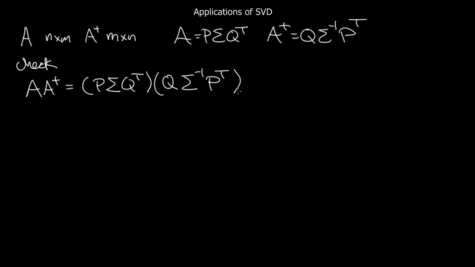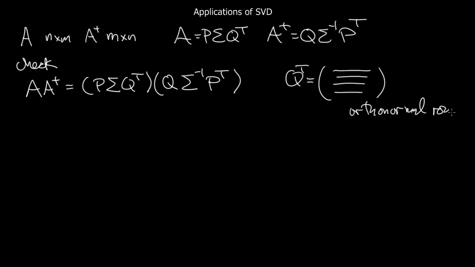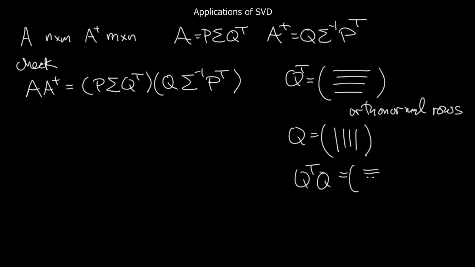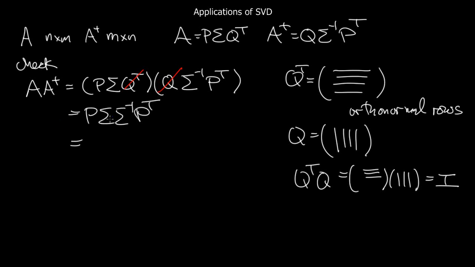And let's see, this Q transpose Q, that kind of looks like the identity to me. But you've got to be careful. Q has orthonormal columns, so I'm just going to indicate it schematically like this. Q transpose has orthonormal rows, and Q, which is its transpose, therefore has orthonormal columns. And so when you write Q transpose Q, you have rows on the left and columns on the right. And indeed, when you multiply those two things, you do get the identity. So you can cancel those, and you get P sigma sigma inverse P transpose, and sigma inverse really is the inverse of sigma, so you can cancel those, and you get P P transpose.